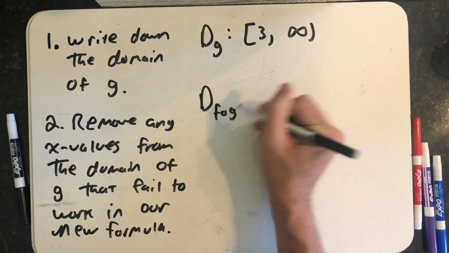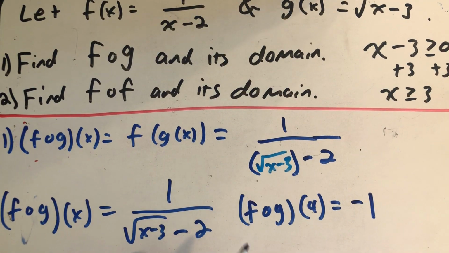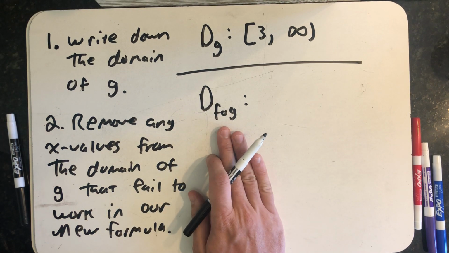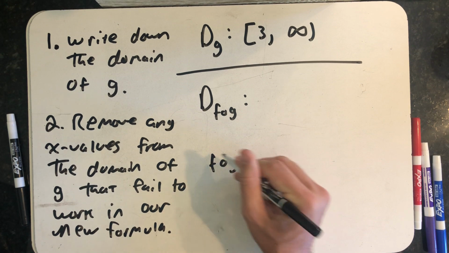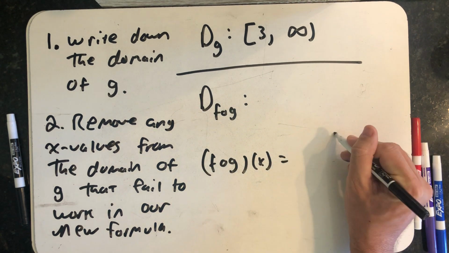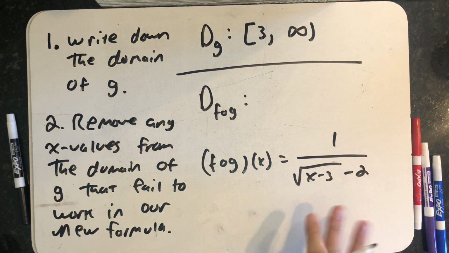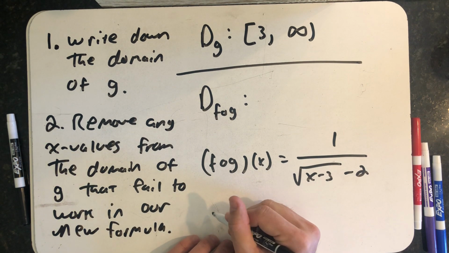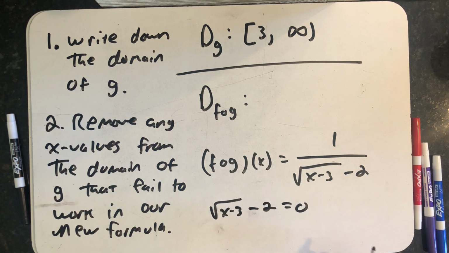And now I need to remove from that any values that fail to work in this new formula. And then I'll have the domain that I'm looking for, the domain of f composed with g. Well, if I look at the function I've written down, all I'm worried about now is that the bottom might equal 0. So I'm going to find any x's where the bottom of this fraction is equal to 0, and I'm going to throw them out of the domain.